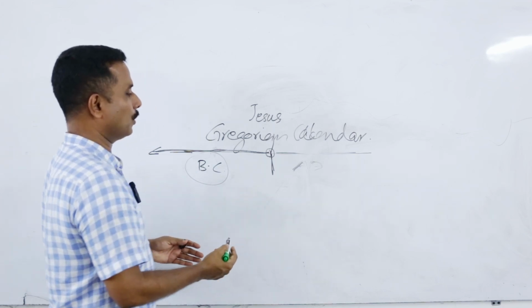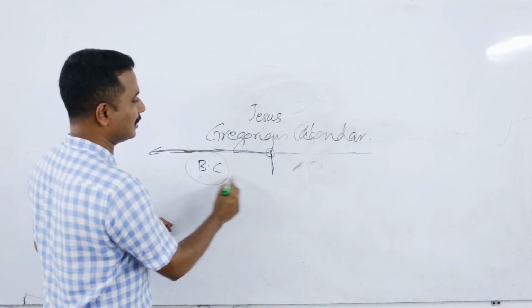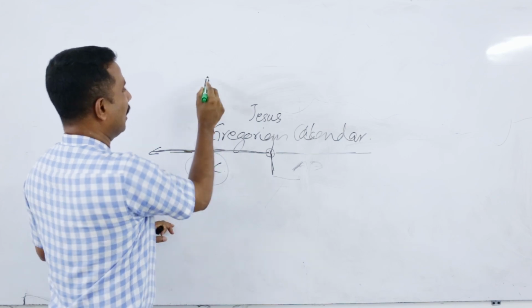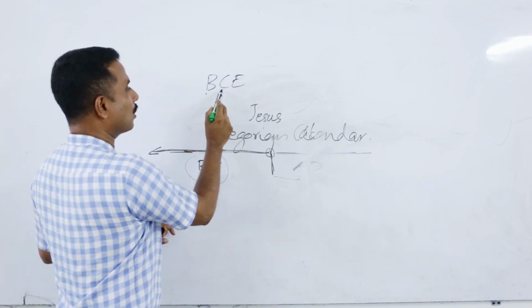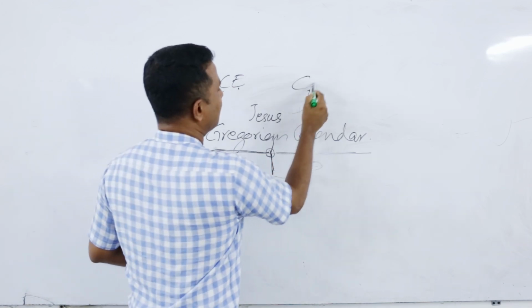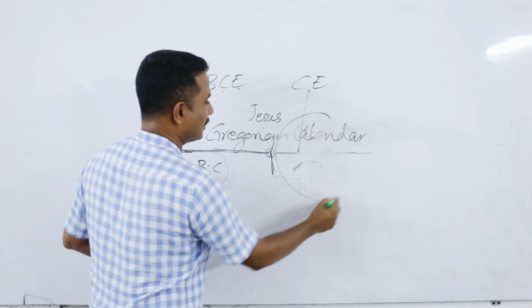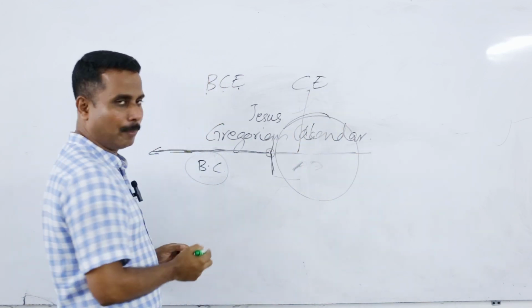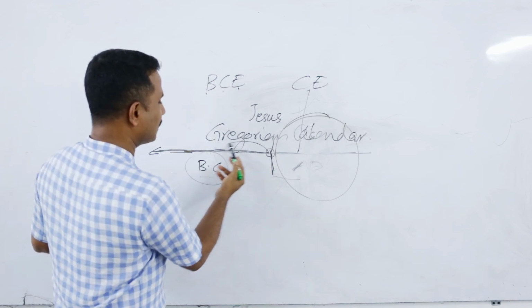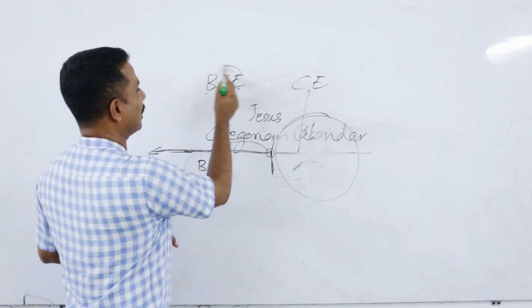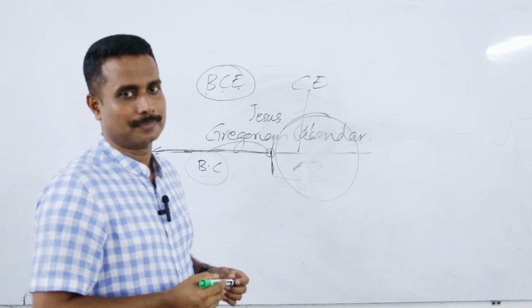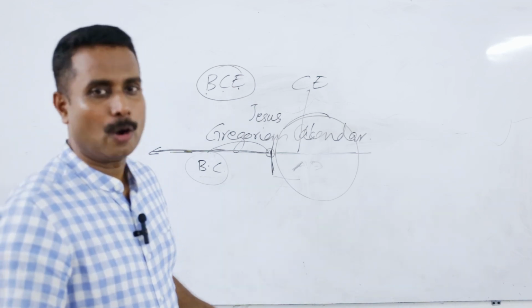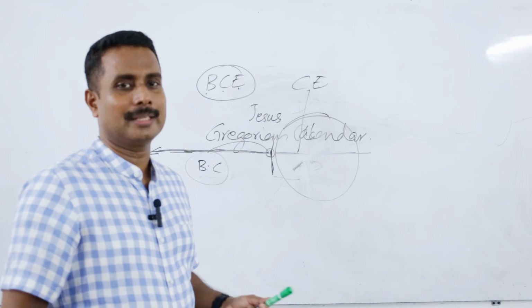Modern historians and scholars have modified BC and AD to BCE, that is before Common Era, and CE, Common Era. So the present calendar we refer to as Common Era, and developments before the birth of Christ we call before Common Era. So this is regarding chronology. Now we will see how it can be applied in the study of Indian history.